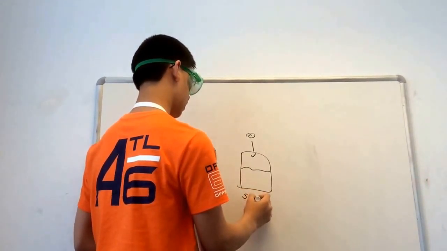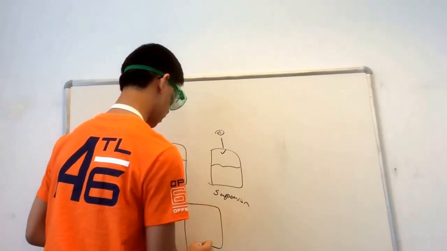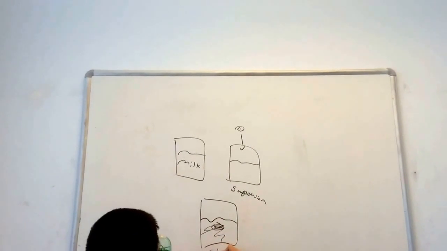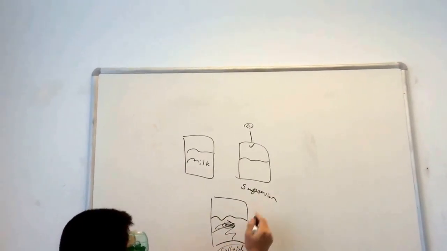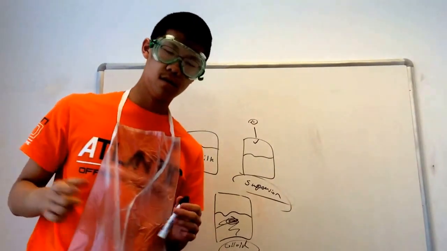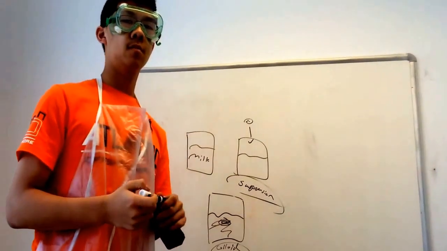Suspension, which is milk. Now, draw orange juice. Orange juice is so nice. That is a colloid, where the particles are smaller than suspensions but larger than solutions. Thus, you can see solutions, colloids, and suspensions all share different properties.